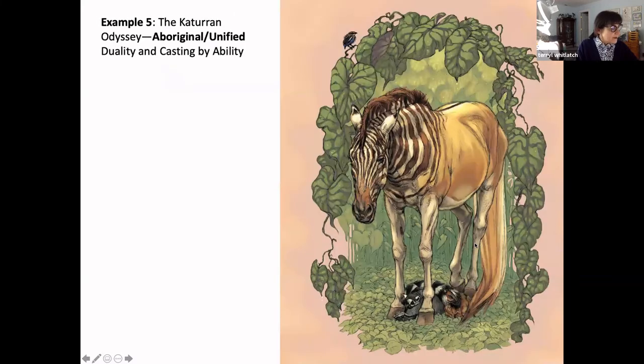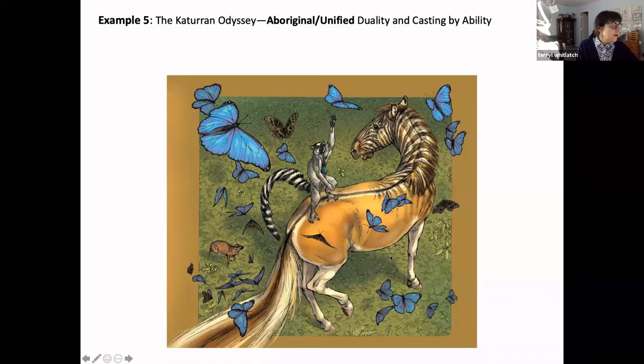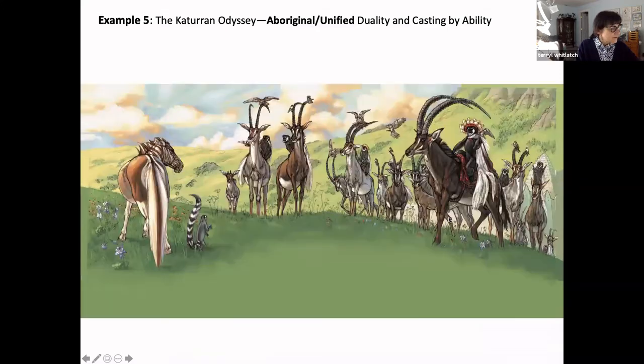All right. Here is another illustration from the Keturan Odyssey. Here is Katuk and Sia, the mouse deer, resting underneath Quiga, the quagga. Another view. This is the cover art. And here is, the text goes down here, but I wanted to show you the original file.